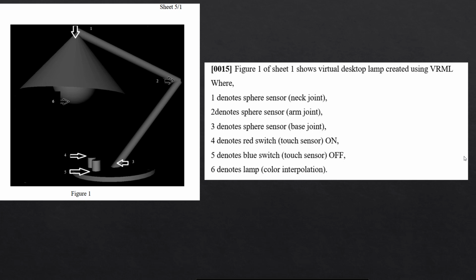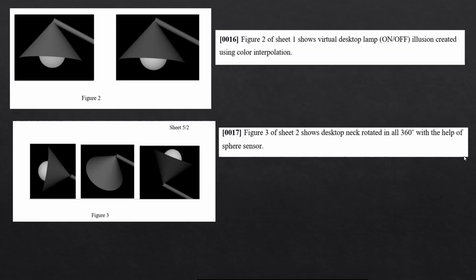So this is sheet 1 of 5, that is figure 1. Figure 1 of sheet 1 shows a virtual desktop lamp created using virtual reality modeling language, where 1 denotes the neck joint, 2 denotes the arm joint, 3 denotes the sphere sensor, that is the base joint, 4 denotes the red switch touch sensor which will turn the lamp on, 5 will switch the lamp to off mode, and 6 denotes the color interpolation.